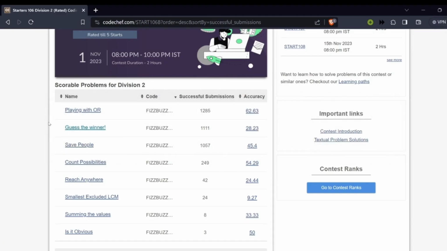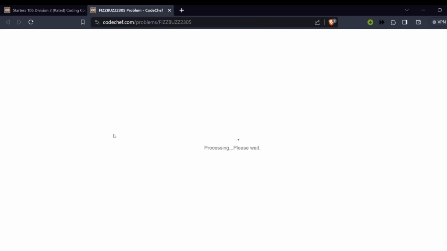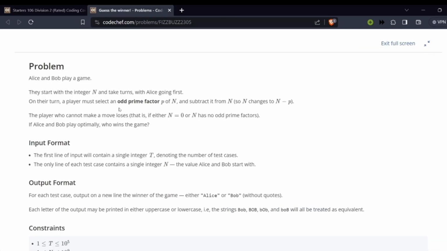Now let's discuss the next problem, which is guess the winner. In this problem, Alice and Bob are playing a game, and they start with an integer n. In each turn, they'll be taking an odd prime factor of n, and then they'll be subtracting that particular prime factor from the given number n.